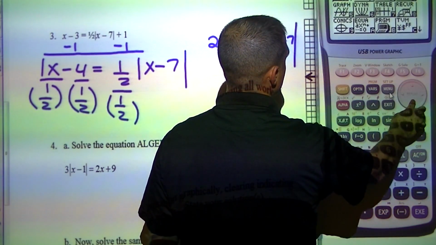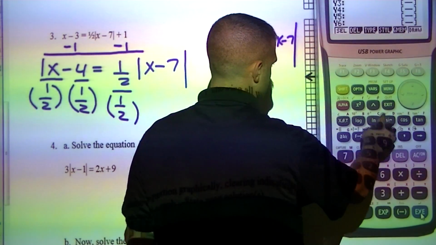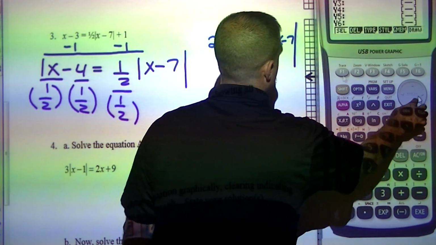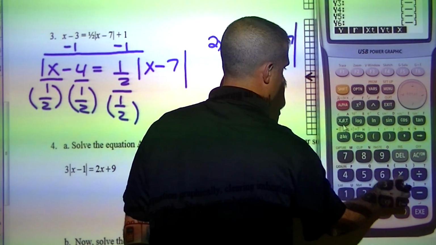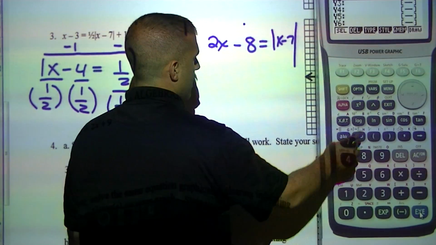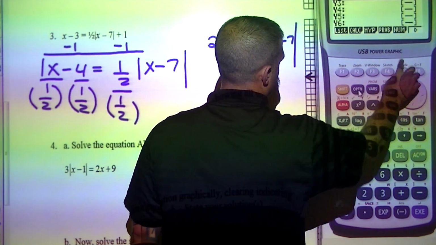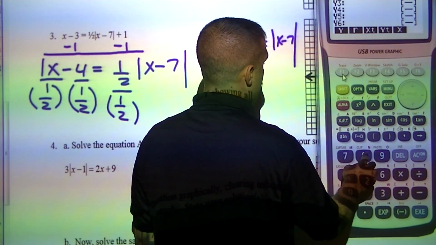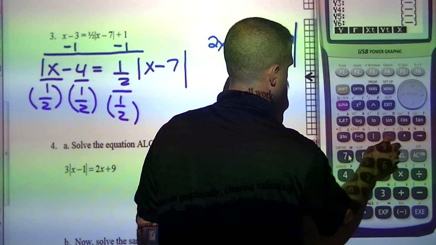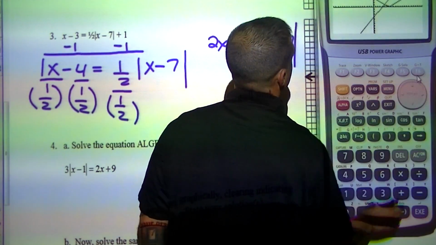So I'm going to go back into menu. I'm going to go to graph. I'm going to delete this. All right, first line is going to be 2x minus 8. Okay, second line, I'm going to delete this. Option, num, absolute value, x minus 7. And if I graph that, here's what I got, okay?